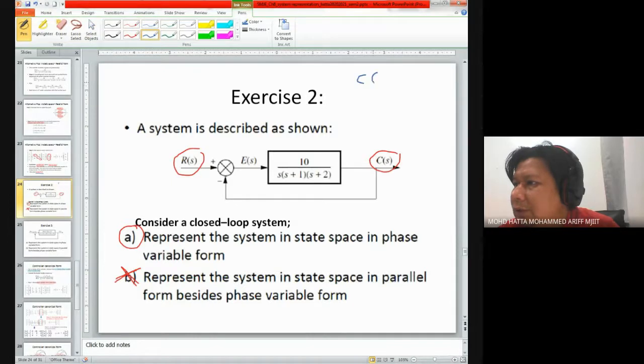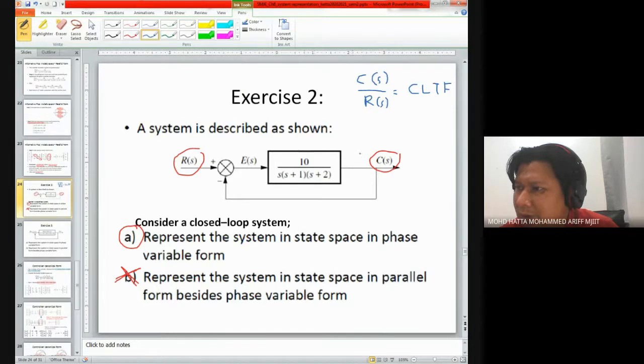C of S over R of S. You need to come up with this transfer function first. And to get the transfer function, you need to solve the closed loop transfer function first. Okay, closed loop transfer function.